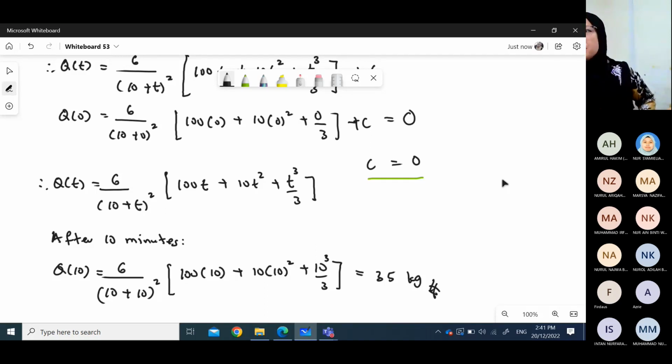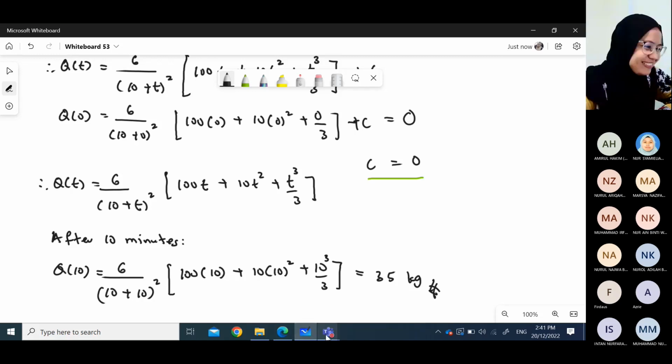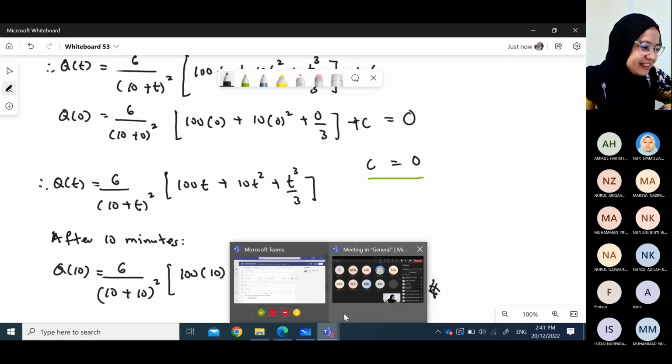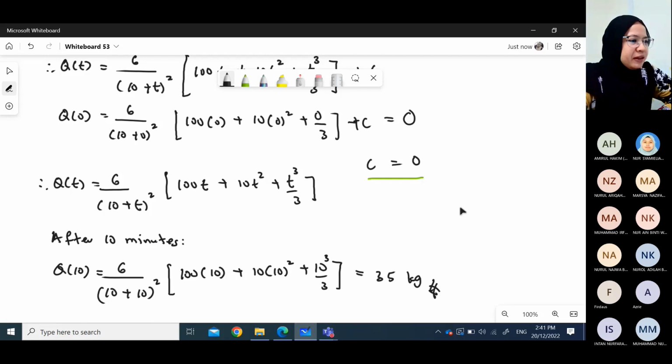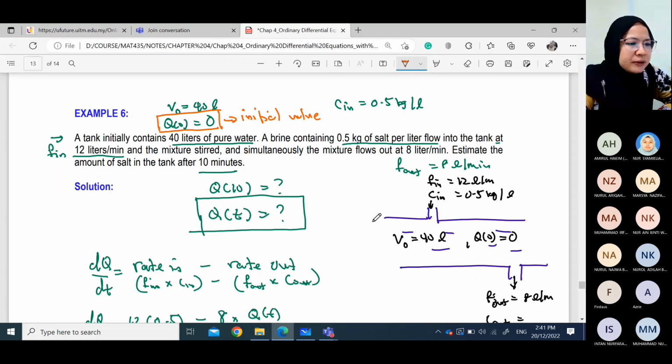Okay, any question about this example? Tak ada? Belakang okay? Alhamdulillah. 221C, okay? Okay, Mida, okay. Okay, alright, good. Okay, kalau okay kita tengok example yang seterusnya.